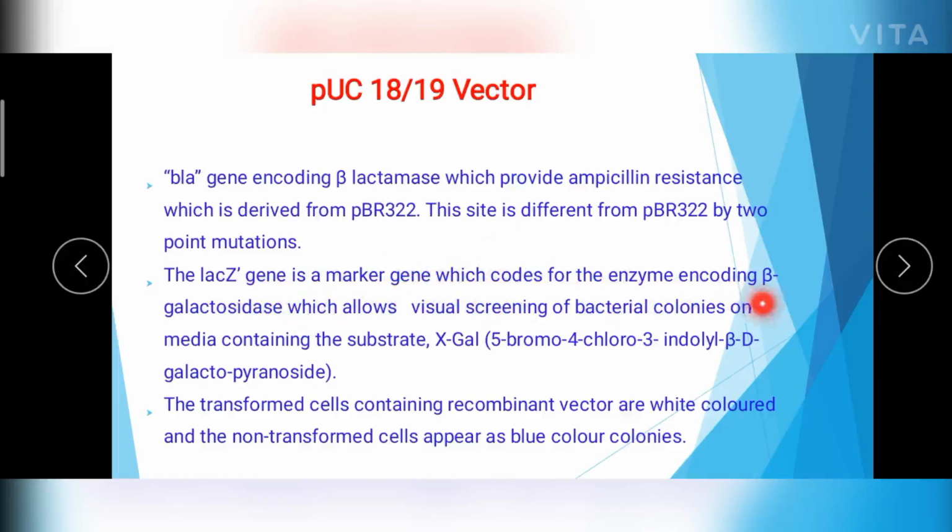Then the LacZ gene is the one extracted from the E. coli lac operon, and this encodes the enzyme beta-galactosidase. So it helps in the easy screening of the transformed cells. Whenever you plate these transformed cells in a medium containing X-gal, they will produce different types of colonies.